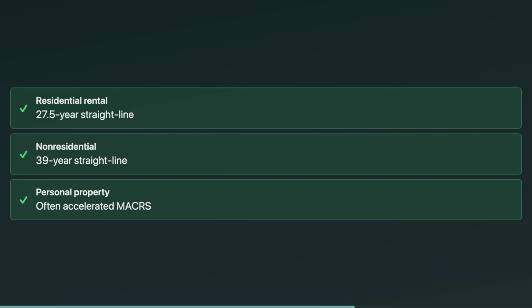The trick is classification. Residential rental means the building's gross rental income is primarily from dwelling units, think apartments and rental homes. Commercial buildings like offices, stores, malls, factories, and warehouses are 39-year. Also, elevators and escalators installed inside the building follow the building's life.